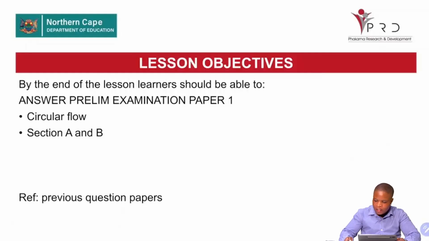So by the end of the lesson, when it comes to circular flow, the question that you'll find in question 2, which is your macroeconomics, where there's circular flow, you must be able to master that. If circular flow comes as an essay question in question 5, you must be able to master that as well. Also on section B, question 4, you can find circular flow there. And obviously on your section A, multiple choice or terminology or matching of the columns, they can assess you on circular flow as well.